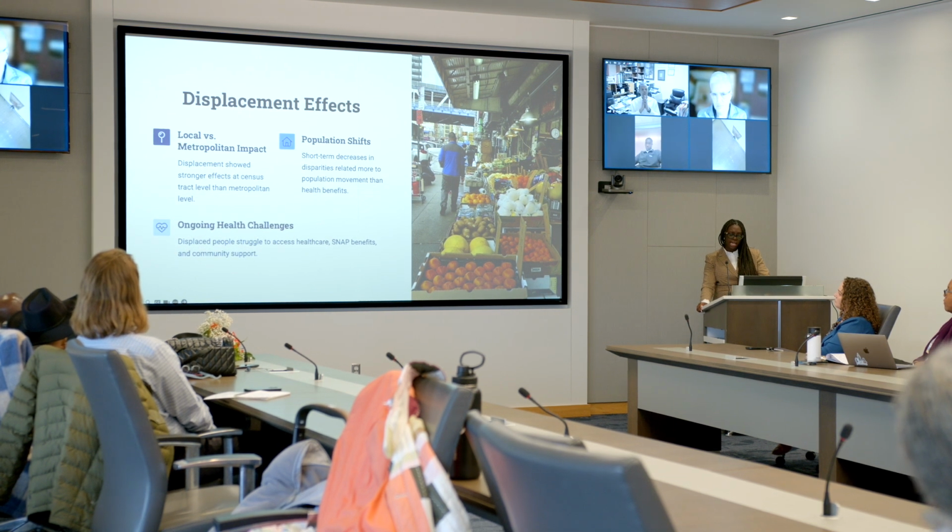These ongoing health challenges highlight the need for policies to ensure that displaced communities receive adequate support in their new environments if they choose to leave on their own and or if they have been displaced due to things that are out of their control.